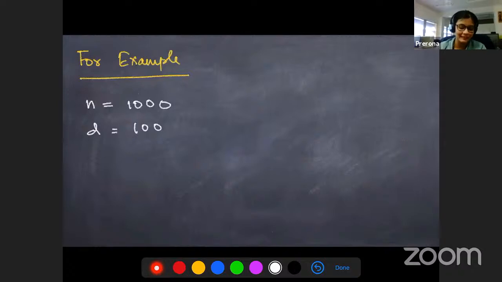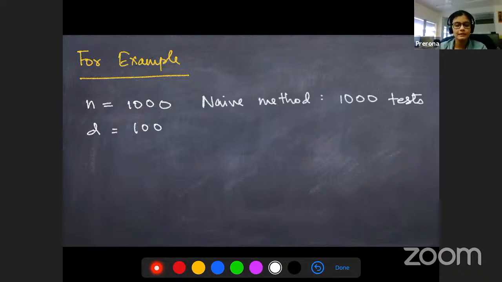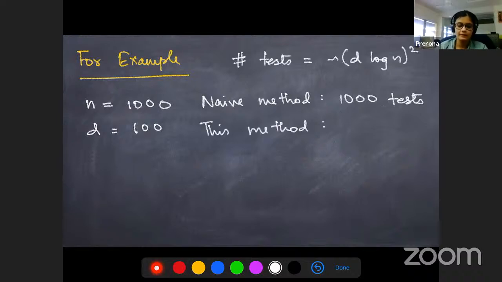And just to see the magic, for example, if the number of people were 1,000, and suppose we assumed that there are at most 100 positive cases, okay? Then in the naive method, you needed to do 1,000 tests, right? But in our method, the number of tests is going to be about D log n. But there's a D squared, right? No, D log n whole squared.